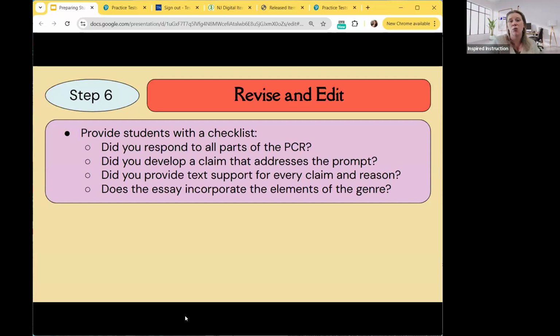Does the essay incorporate the elements of the genre? So that is, if it asked you to write a newspaper article, does it look like a newspaper article? Did it ask you to write a letter? Does it look like a letter? So just really quick checklist. Did you do all of these things?